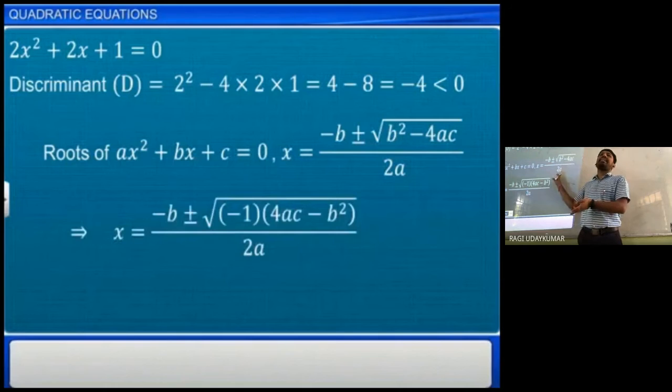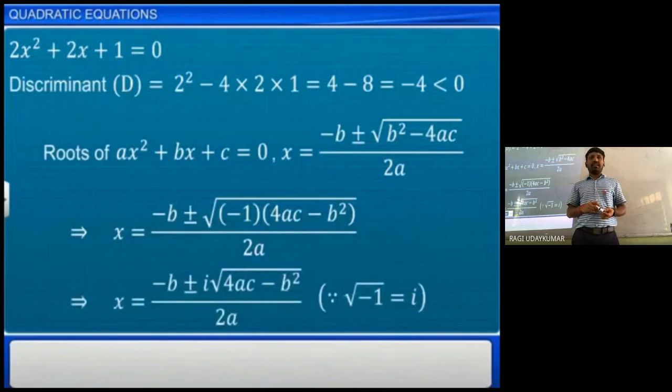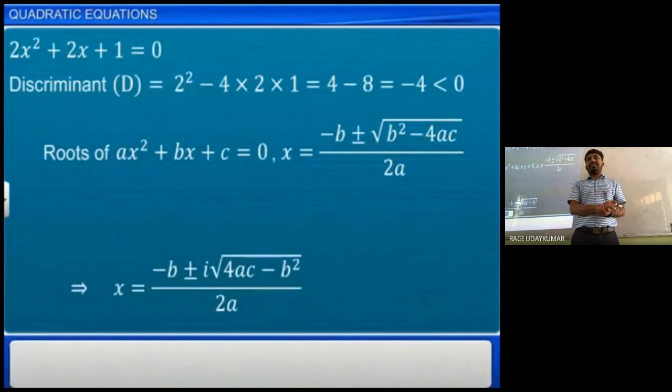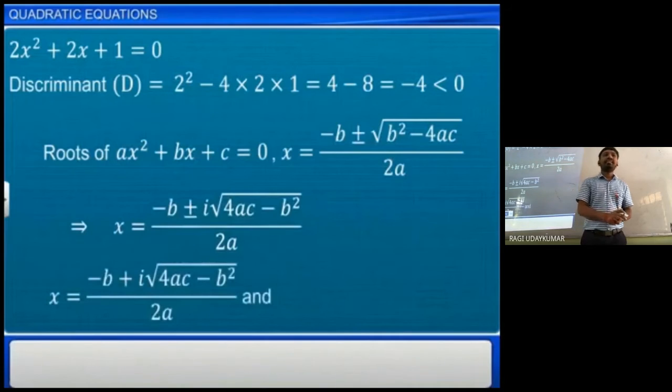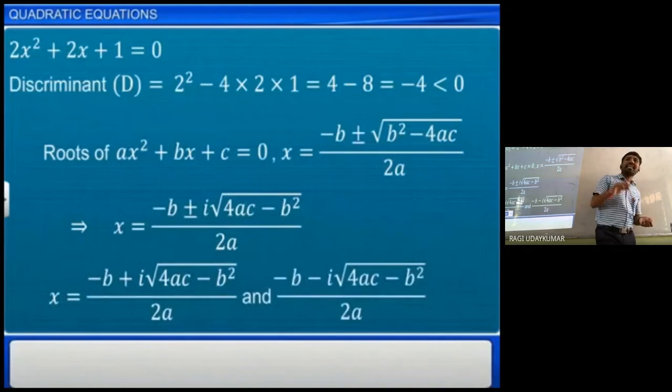That only should be taken into consideration here, as b square minus 4ac is less than 0. Minus 1 is taken common, then 4ac minus b square we get in the brackets under the root. Then root of minus 1 can be written as i, because it is the square root of minus 1. Then the roots become minus b plus i into under root of 4ac minus b square by 2a, and minus b minus i into under root of 4ac minus b square by 2a.